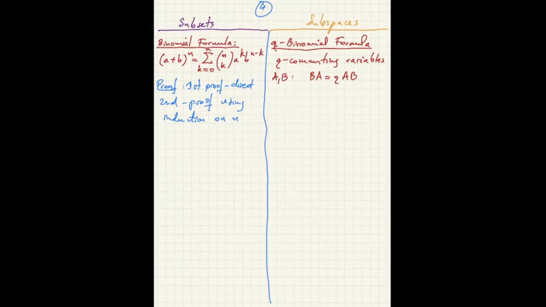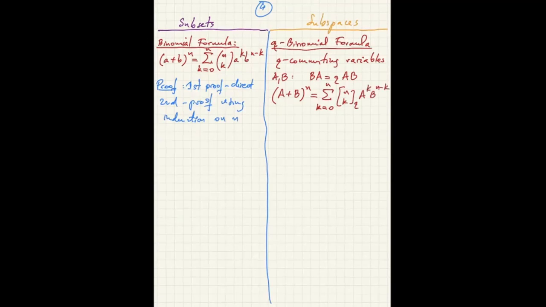There are some examples, which I won't go into now, of such objects where the product satisfies this relation. When you calculate a plus b to the power n, it's not as simple, because every time you change the order from b to a, you gain a factor of q. The amazing thing is that if you do a plus b to the n, you end up with the summation from k equals 0 to n of n choose k, the q-binomial coefficient, a to the k, b to the n minus k.